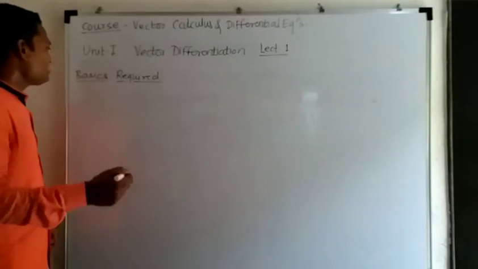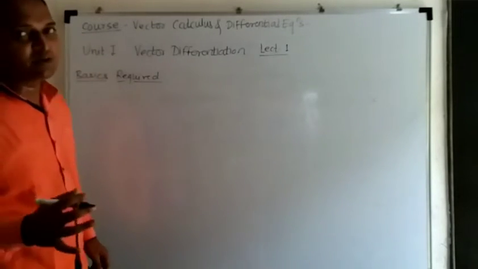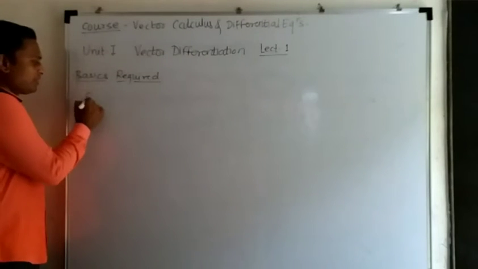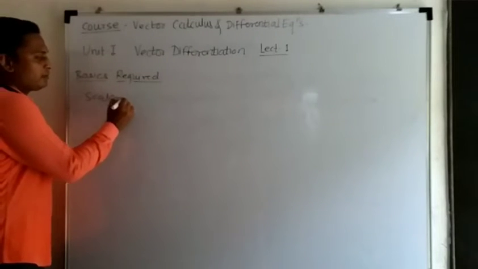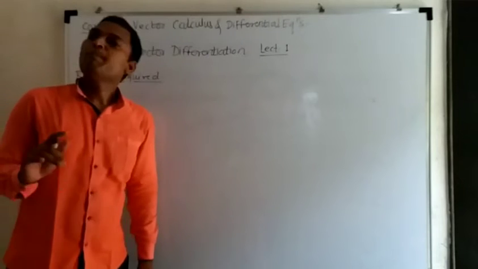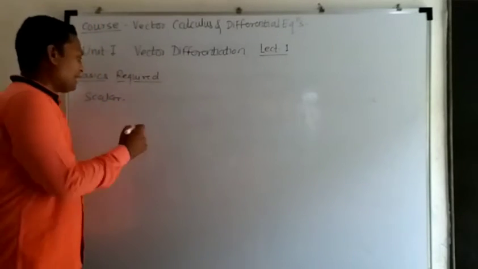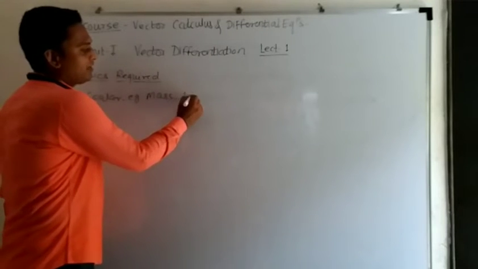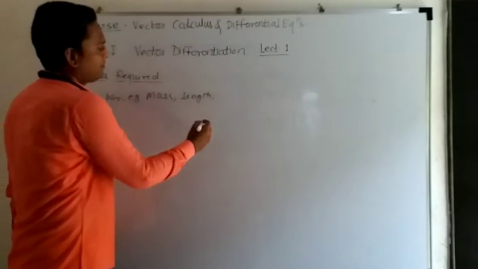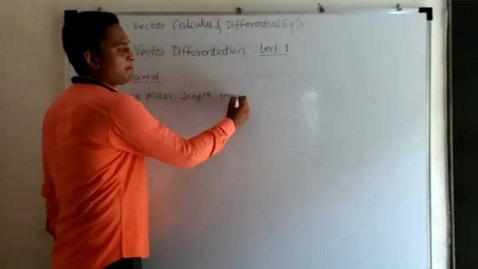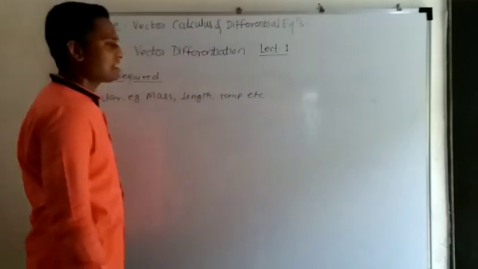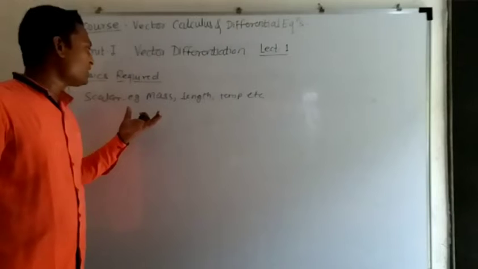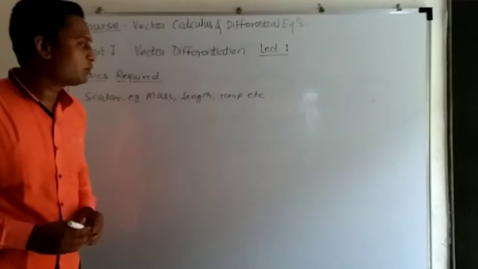Okay. So very first one must know the difference between scalar quantity and vector quantity. A scalar quantity is a quantity which has only magnitude, that we know, and some examples of scalar quantity are mass, length, and the temperature, etc. These are some examples of scalar quantity. They are having only magnitude, not direction.